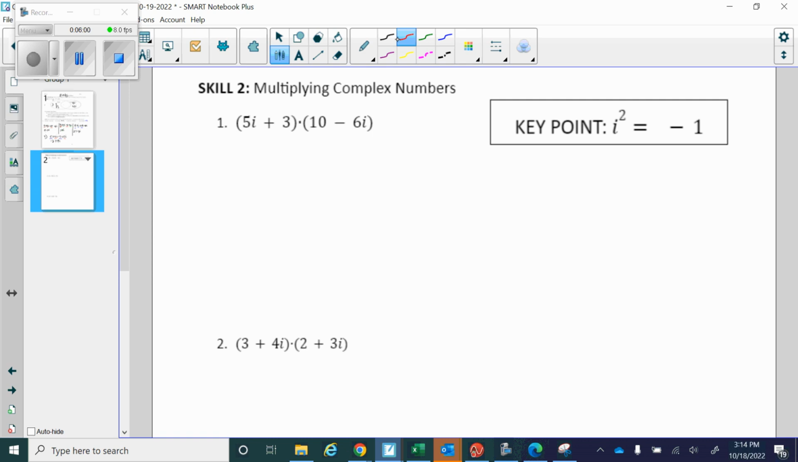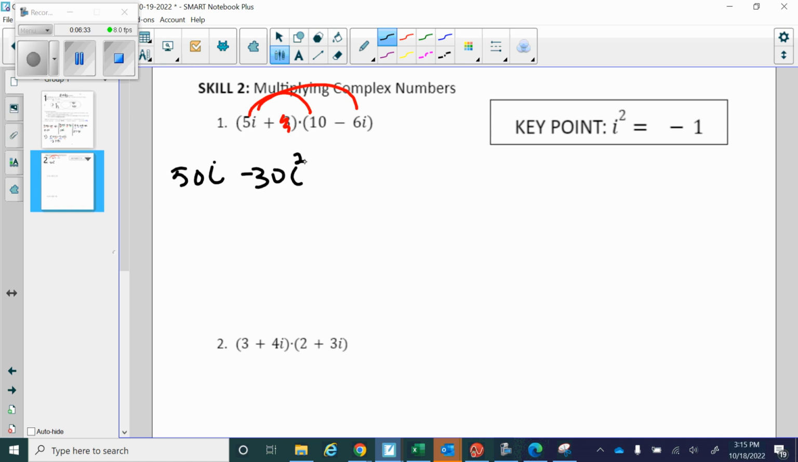So imagine the 3 wasn't there. I'm going to distribute now, right? So I'm going to take 5i times 10 and 5i times -6i. So that's going to give me 5i times 10, that's going to be 50i. 5i times -6i, you've got to be really careful now with the signs. 5 times -6 is -30. And then i times i is i squared. I'm going to leave it like that for now, i squared.